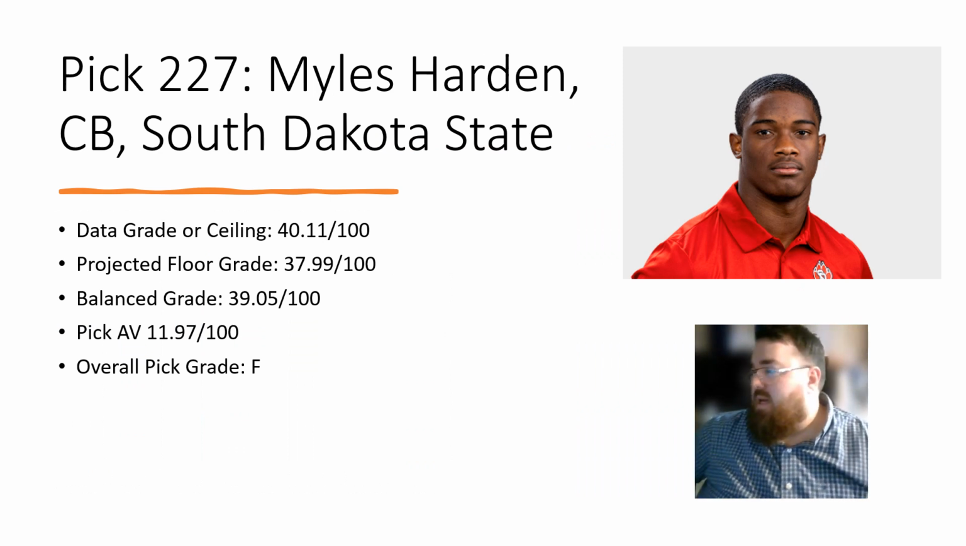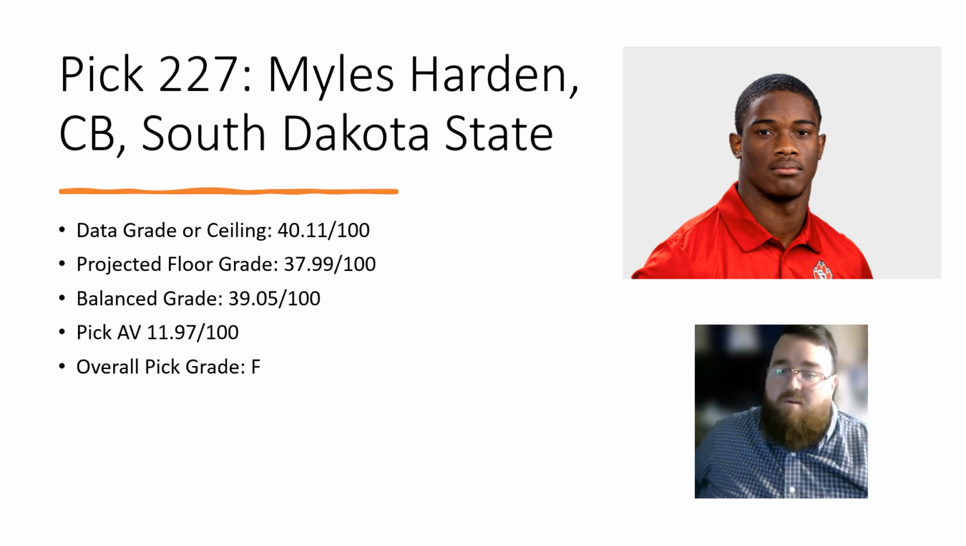Then, of course, we get to pick 227 and Miles Harden, cornerback out of South Dakota State. His data grader ceiling is 40.11 out of 100. His projected floor is 37.99. His balanced grade is 39.05. And his pick AV is 11.97 out of 100, for an overall pick grade of an F. Now, why is it an F?